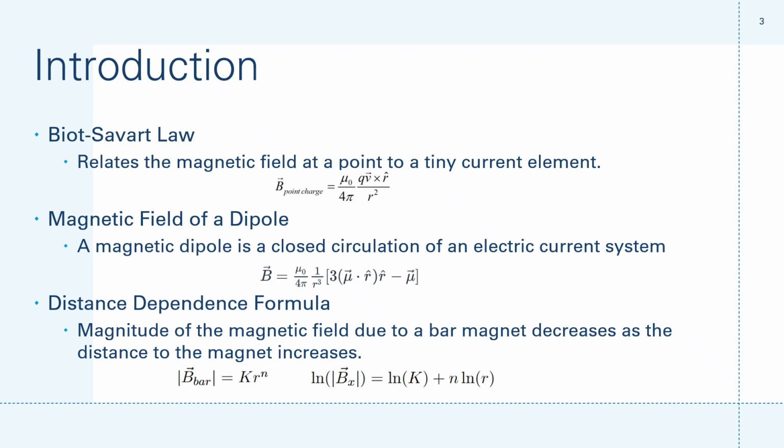Some of the physics principles and models that we'll be using in this lab are the Biot-Savart law, which relates a magnetic field at a point to a tiny current element, as you can see in the equation down there. Then the magnetic field of a dipole is when a magnetic dipole is in closed circulation of an electric current system, and it's that equation right there. And then the distance dependence formula: the magnitude of the magnetic field due to a bar magnet decreases as the distance to the magnet increases, and it's those two formulas down there.